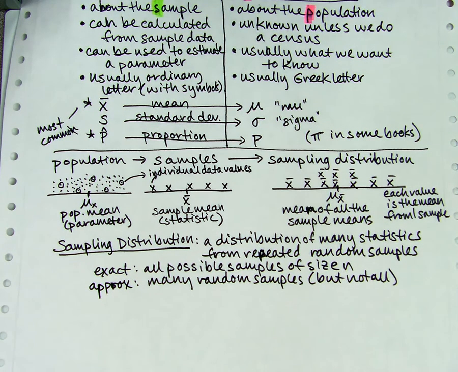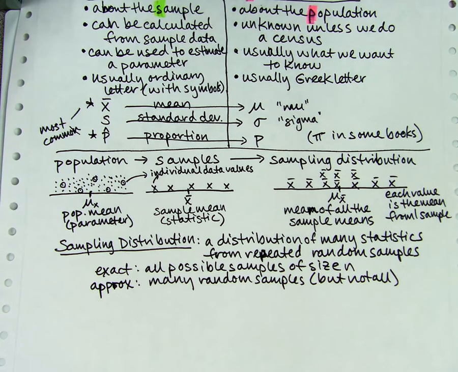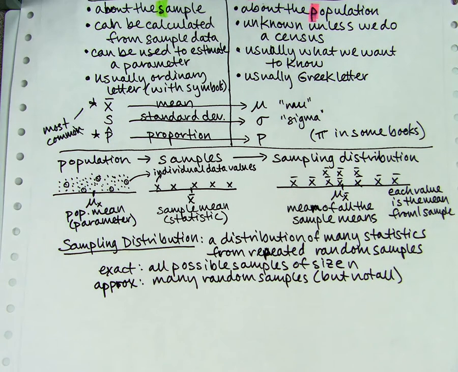So they may ask you about that in your homework. I wanted to make sure I told you that if the answer in the back of the book says, no, it's only approximate, that's why. It's because it's not all possible random samples.